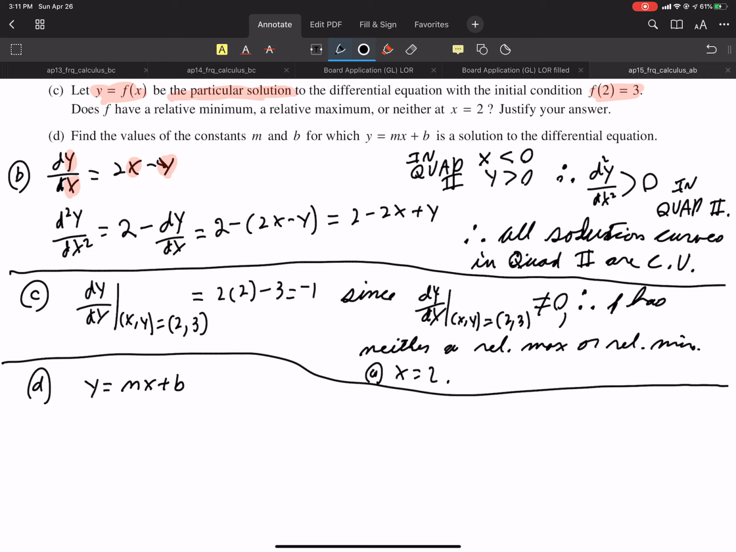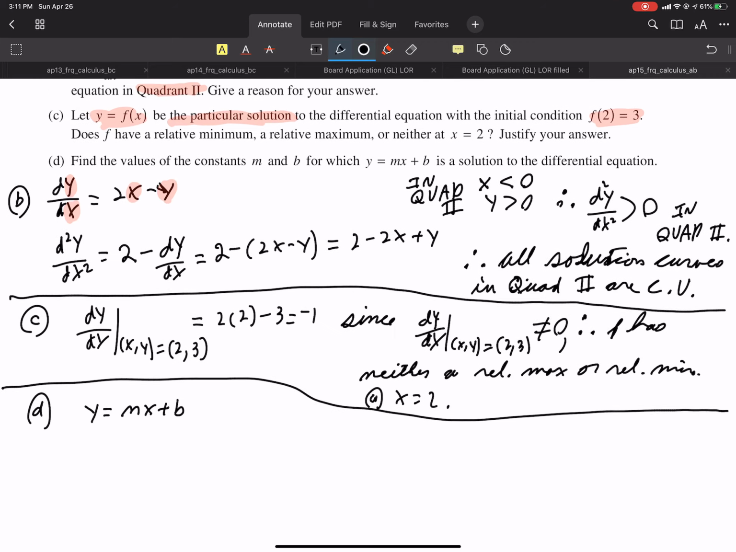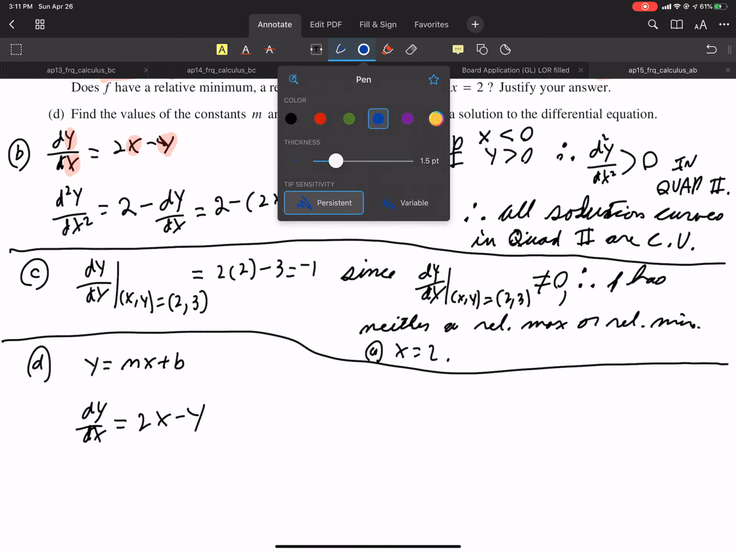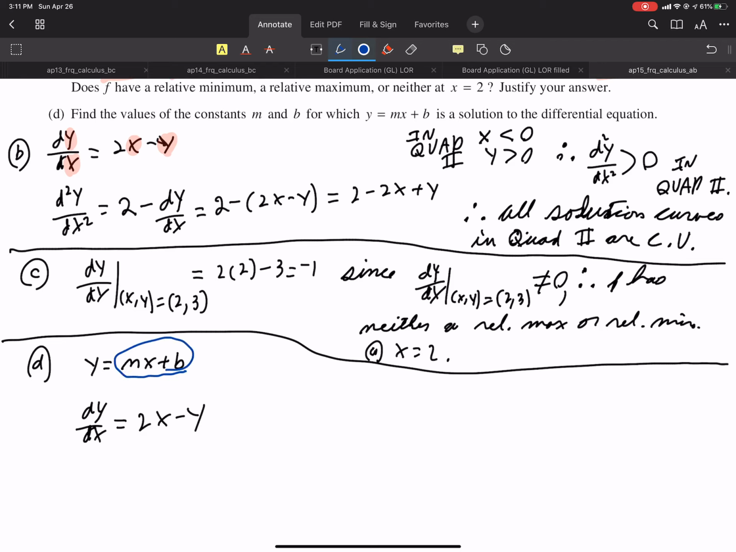So what is the solution? This, again, a lot of students struggle on this one. What is a solution? We have dy/dx equals 2x minus y, that's given. You should just know if something is a solution, that means if you plug it into your original equation, it must work. If it works, then it is a solution. So if you look at our original equation, there's our y. So what are we going to do? We're going to plug this in for y, because that's what it means for something to be a solution.